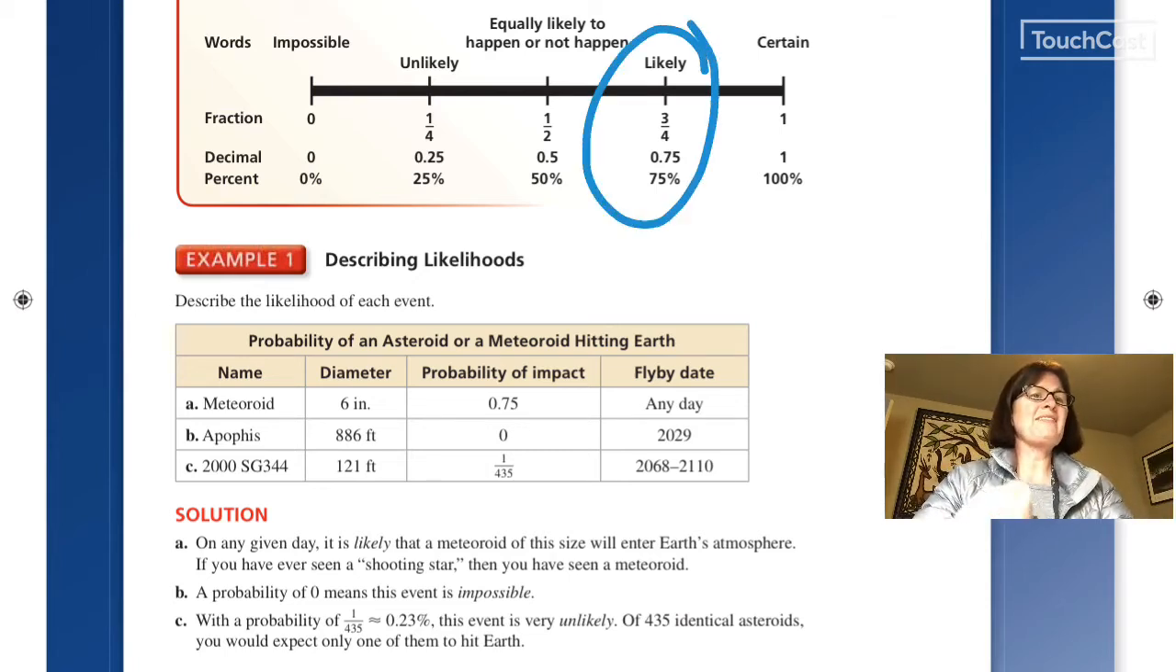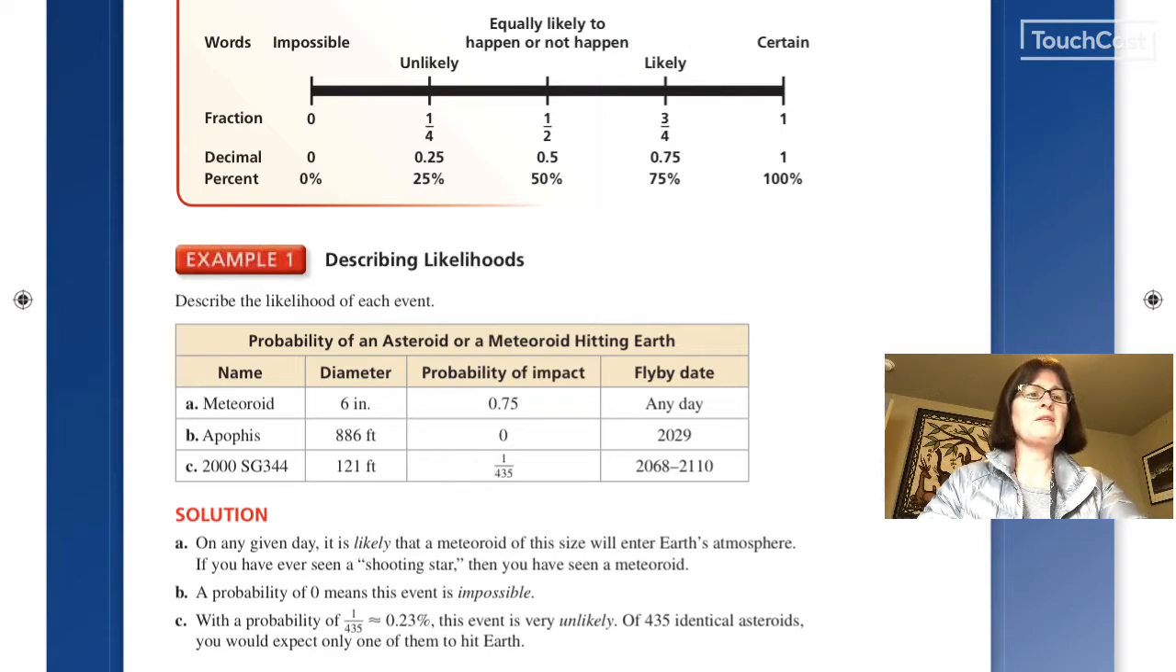Something with a 0.75 probability has a 75% chance of happening. It's likely to happen. It's not guaranteed, but it would be wrong to call it unlikely. It's likely to happen. So you can kind of practice those. There's 2 more examples right there.